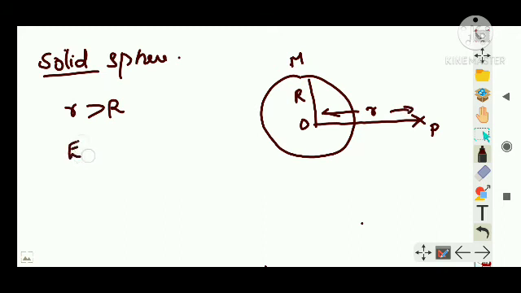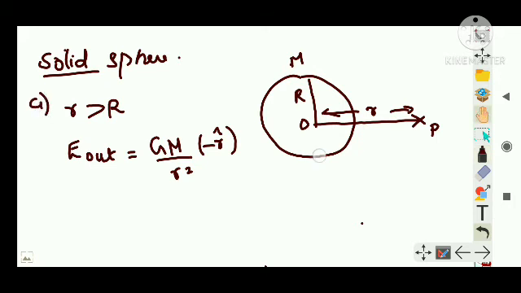So the electric field outside, E out, is equal to GM by r squared into minus r cap, right? Minus, I hope you understand why I have taken minus, right? And this is the first case, very easy to understand, guys.